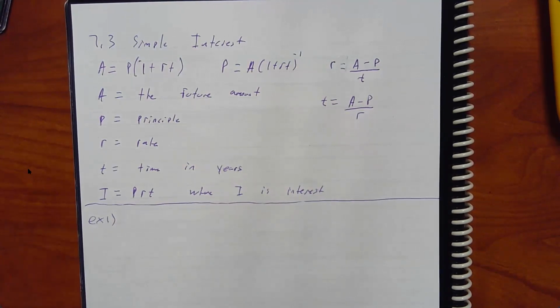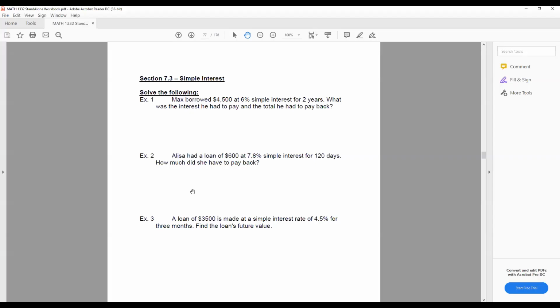First example. So Max borrowed $4,000 at 6% simple interest for 2 years. What is the interest he had to pay and the total he had to pay back? So A would be the total in our formulas. So in this question, write down everything.